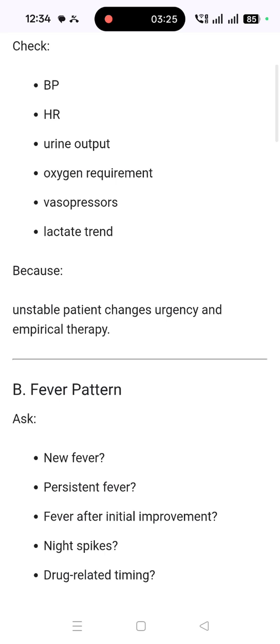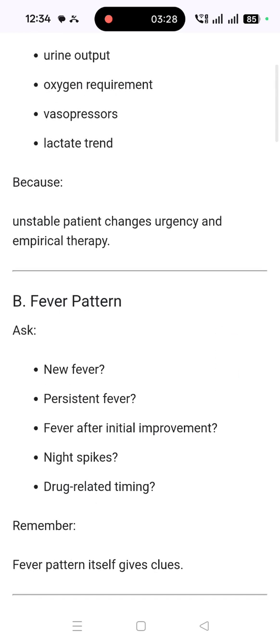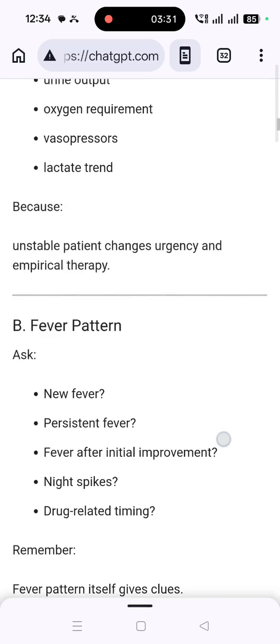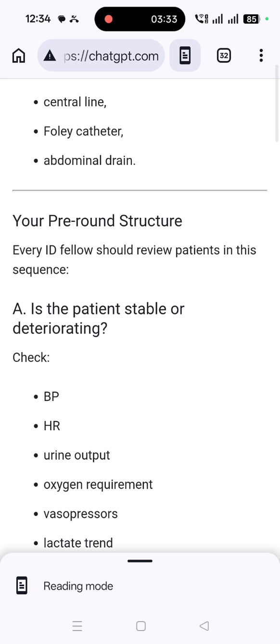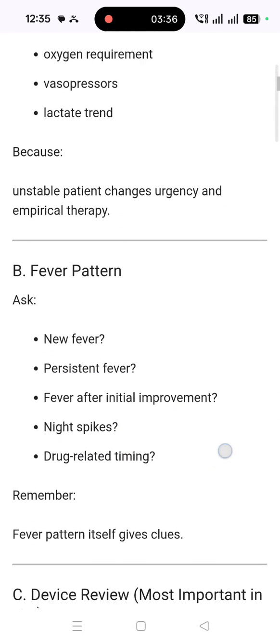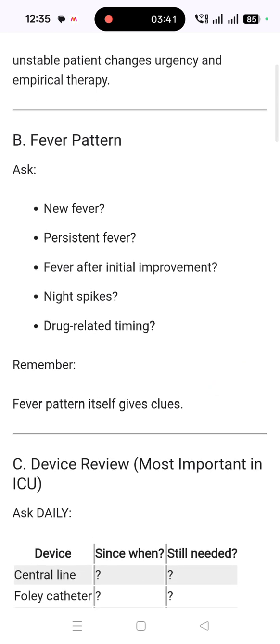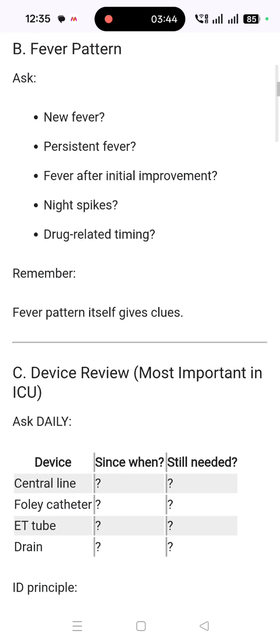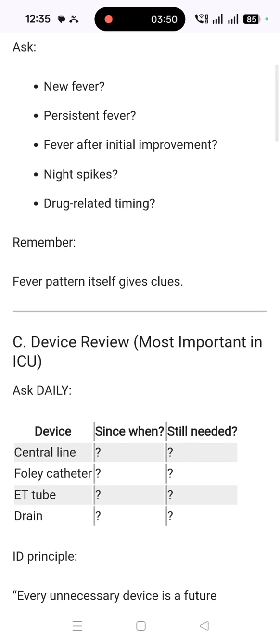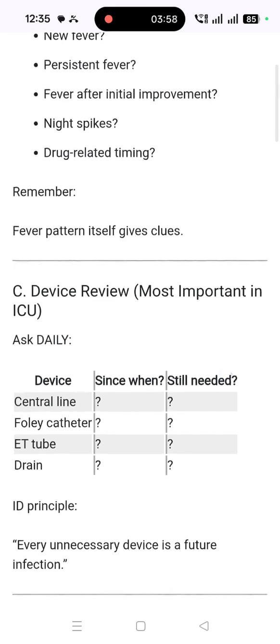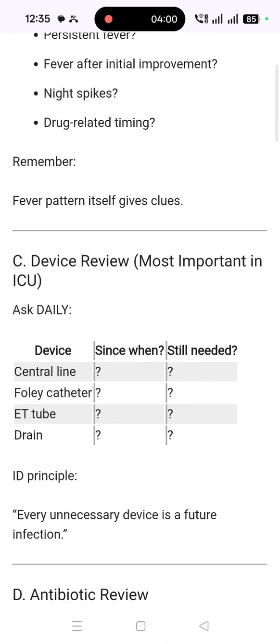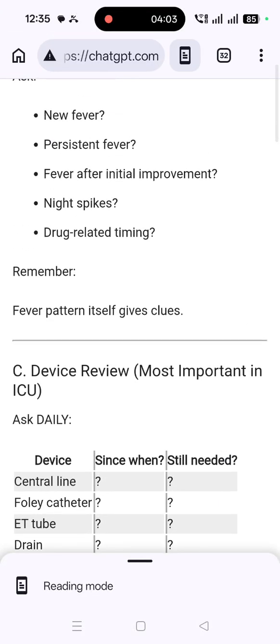Coming to the fever pattern. So this was all about whether the patient is deteriorating or stable. Now you look for the fever pattern: is it new fever, persistent fever, fever after initial improvement, night spikes, or drug-related timing. If it is related to these types of things, then you look for it. The fever pattern itself gives you clues, so you have to know all these things.